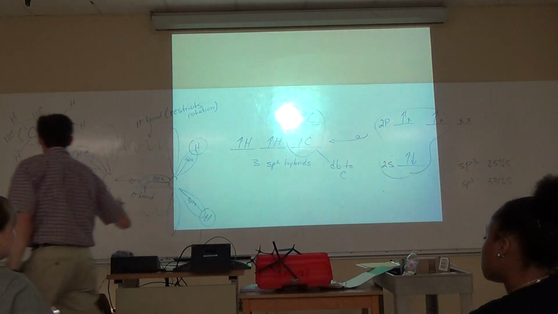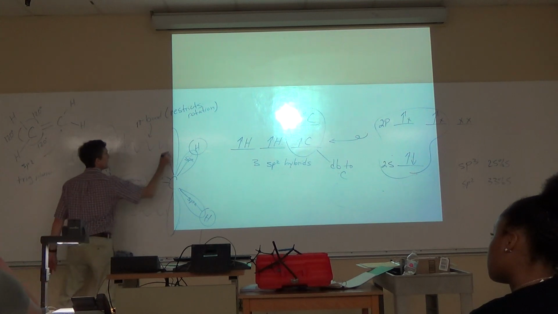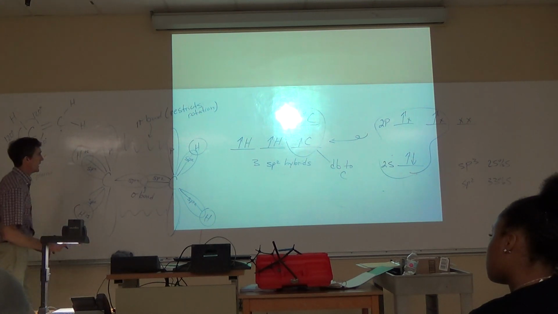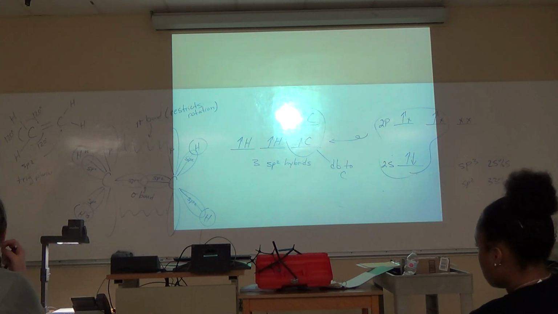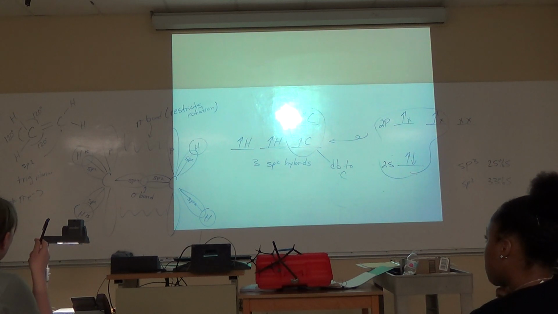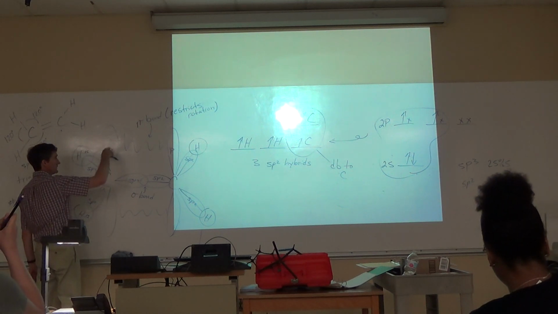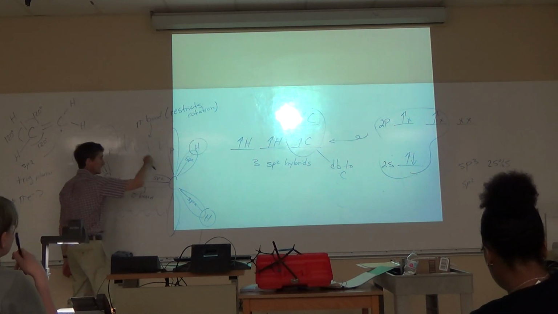Pi bond restricts rotation. So this is a P, right? How many pi electrons in this molecule? Well, a pi electron is an electron in a p orbital. How many electrons in p orbitals here? Two, right? Got one electron in here, one electron there. We made a pi bond.